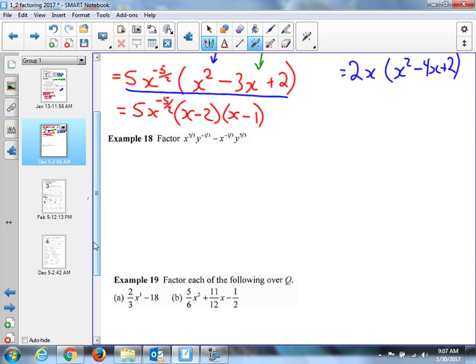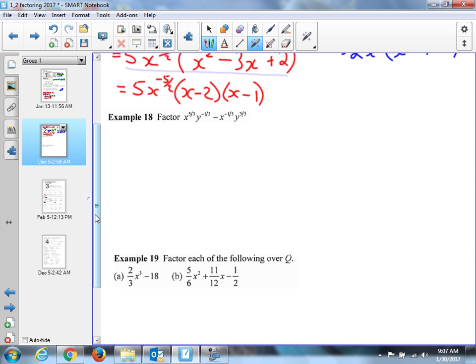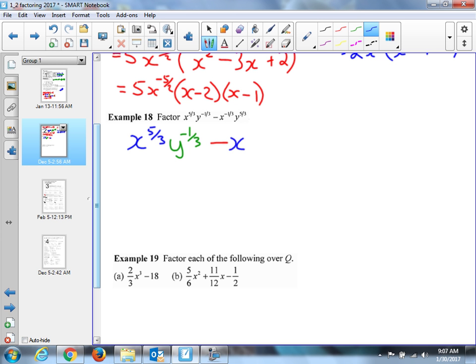We're now on example 18. And here I see x and y with both of them. So I'm thinking, I'm going to just color code something here. I'll rewrite it. x to the 5/3, y to the -1/3, subtract, x to the -1/3, y to the 5/3.